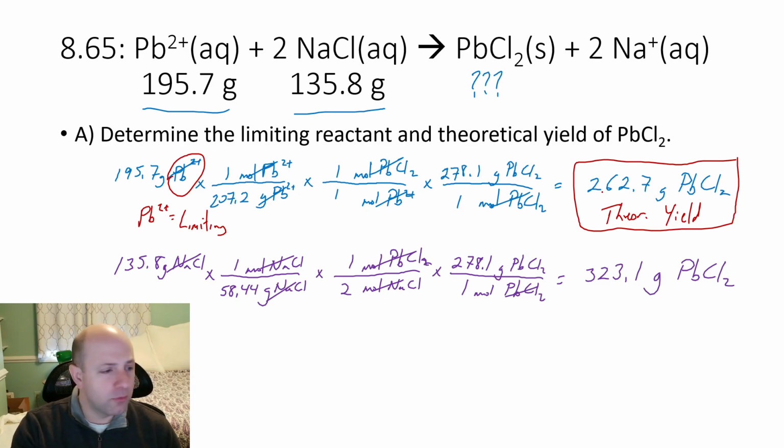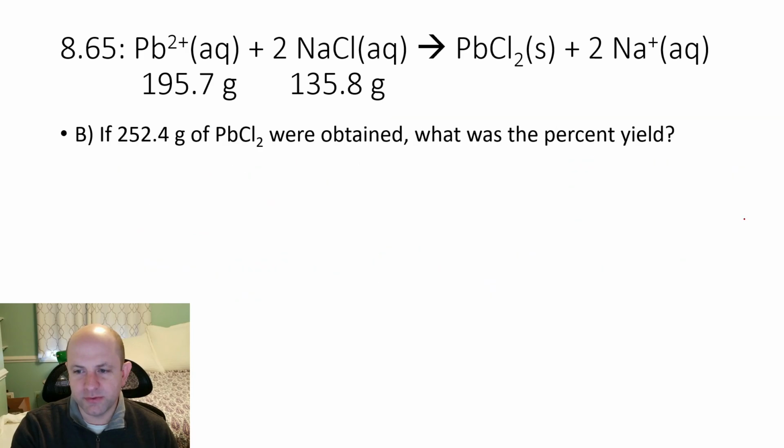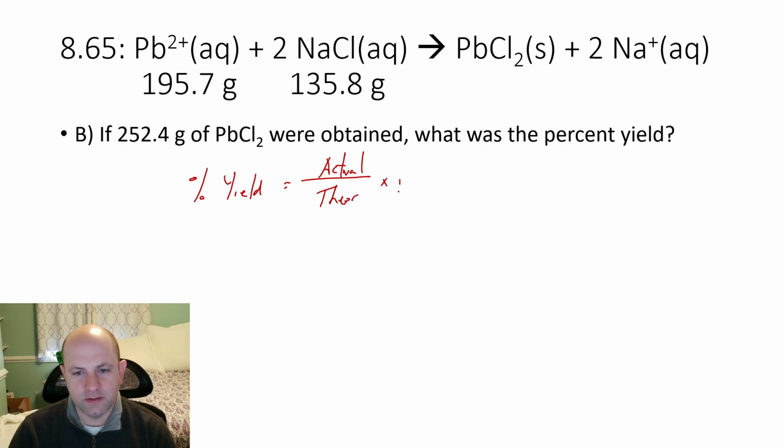All right. Now we'll move on to part B of this problem. So it says now, if 252.4 grams of lead chloride were obtained, what was the percent yield? Well, percent yield is always equal to the actual over the theoretical and then times 100%. So the actual, 252.4 grams. The theoretical from the previous page, 262.7 grams. We'll just divide that and then multiply by 100%.